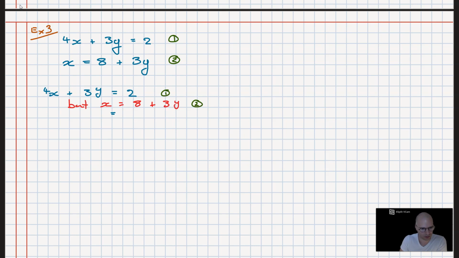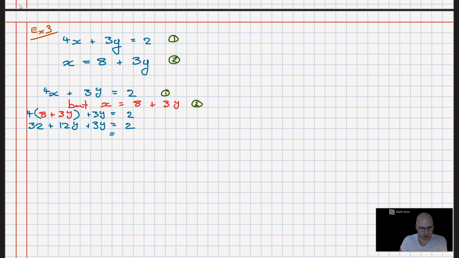So we're going to go 4. Then we open up some brackets, and we throw in the value of x. So it's 8 plus 3y. Tidying up the brackets, 4 times 8 is 32. 4 times 3 is 12. All of that's still equal to 2.